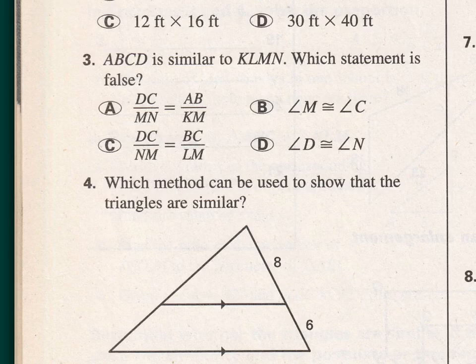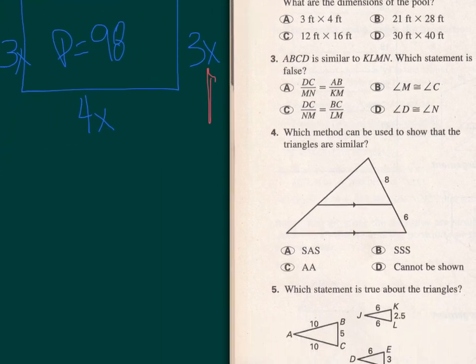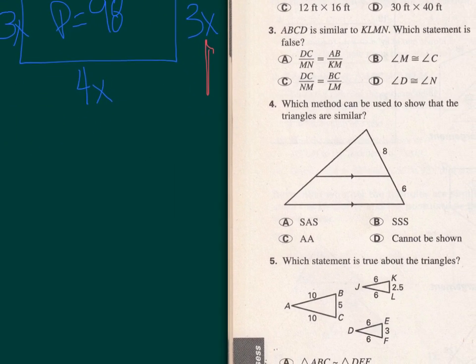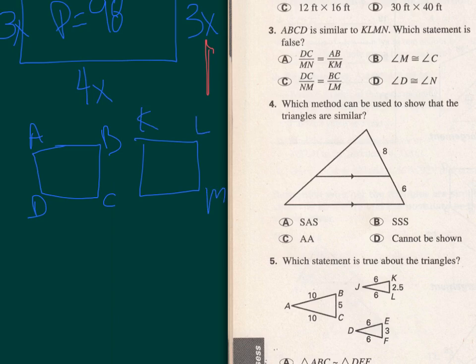Okay, number 3, again, draw a picture. It says ABCD is similar to KLMN. Which statement's false? Heck, I don't know. Let's draw a picture. But if there's 4 points, we're talking about a 4-sided figure. So let's just say here's A, B, C, and D. And here is, what do we say, K, L, M, and N. So which of those statements is false? Now looking at the 2 shapes, you just got to kind of use a little common sense here. That's number 3, sorry.